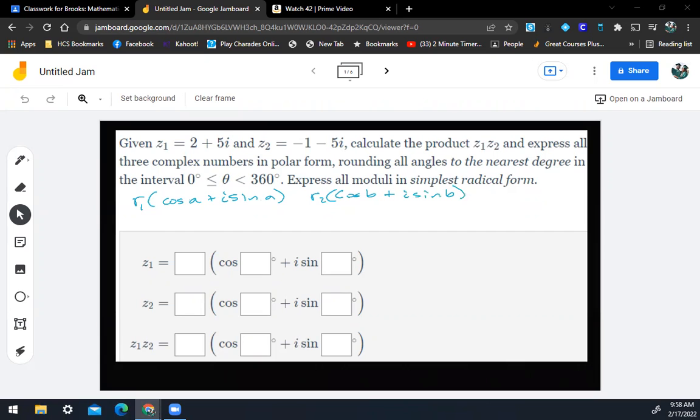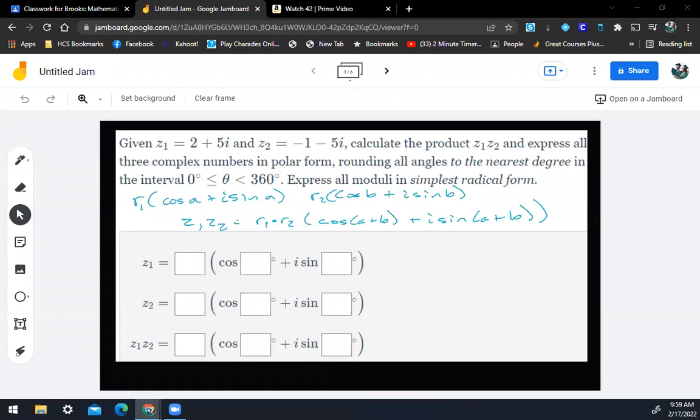Now, if you want to multiply these two numbers together, so Z1 times Z2, the formula for that is R1 times R2 times cosine of (A plus B) plus i sine of (A plus B). You can write this formula down. You're going to need it to work through these problems. So if you take two complex numbers in polar form and multiply them together, you multiply the two moduli together first, and you add the arguments. It's really that simple.